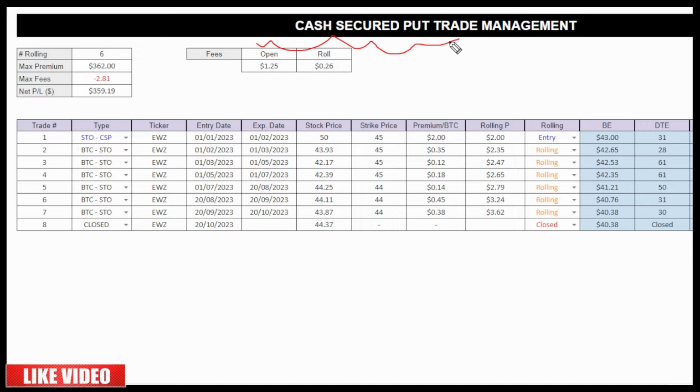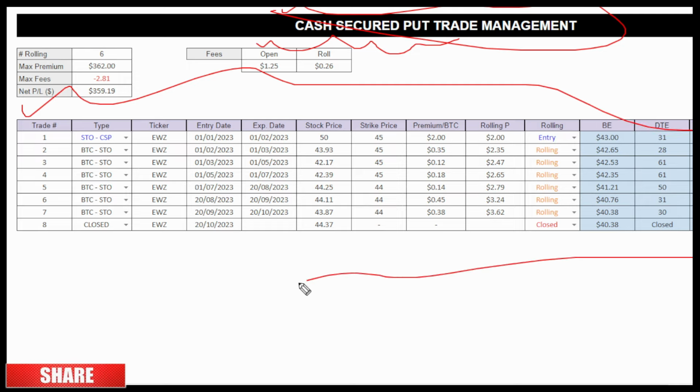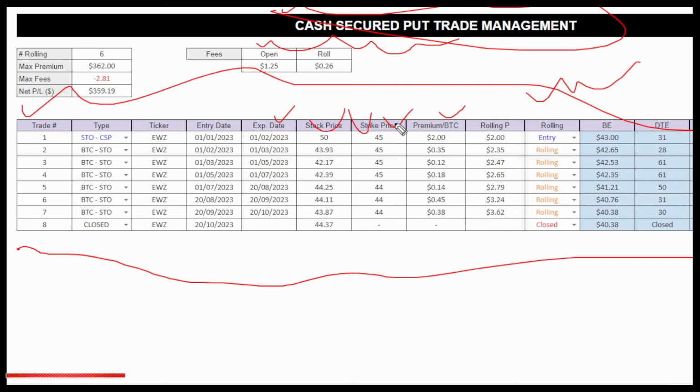But in this video I'm not just going to explain to you the trade itself, but I'm going to show you the maths behind the cash secured put trade management, and I'm going to provide the link of this Google Sheet in the description of this video so you can download this spreadsheet. You can place your data here and see how much you're making during the rolling, how much you made on the entry of the trade, how much fees you have paid. You can change your fees here. You can do a lot of stuff, but of course use it at your own risk.